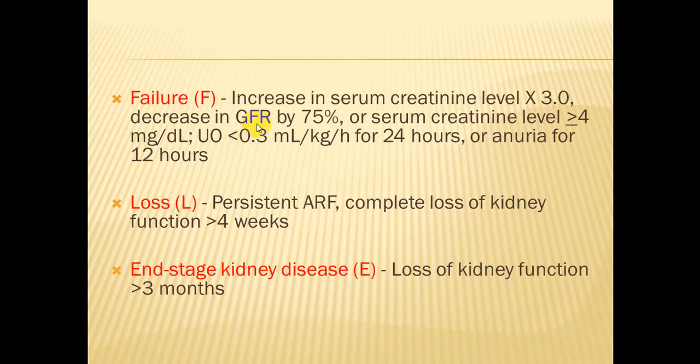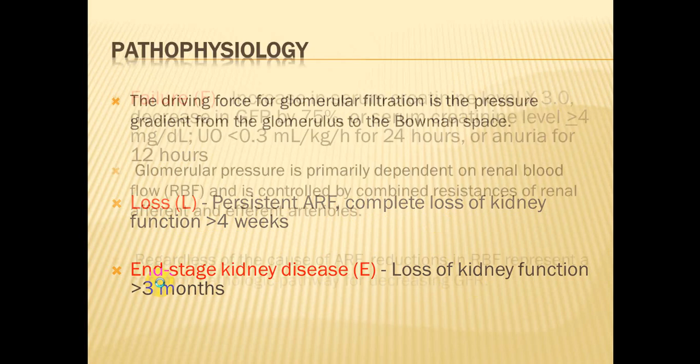For F, meaning failure, there is an increased serum creatinine level more than 3 multiplied by 3, a decrease in GFR of 75%, serum creatinine level more than or equal to 4 mg per deciliter, urine output less than 0.3 ml per kg per hour for 24 hours, or anuria for 12 hours. Loss is persistent acute renal failure with complete loss of kidney function for more than 4 weeks, and end-stage renal failure is loss of kidney function for more than 3 months. This is the RIFLE classification of acute renal failure.